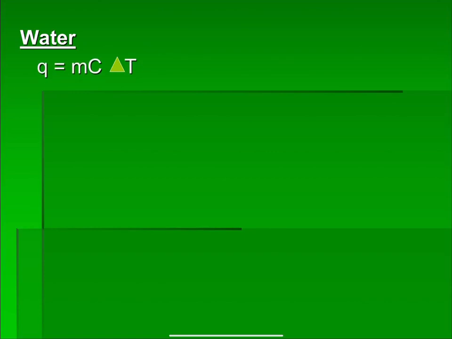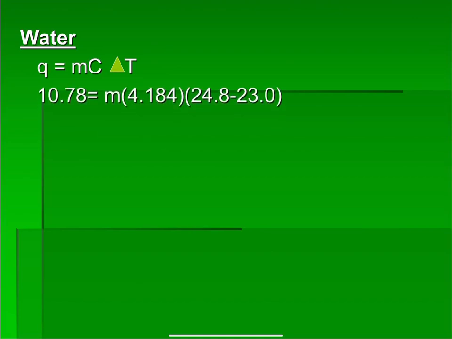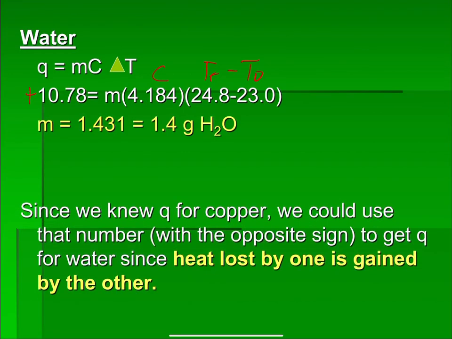So now we do Q equals mc delta T again, but now it's just for water. Everything we're going to punch in there is water, right? We know that the water gained this energy that the copper lost. We know it's final minus initial with its heat capacity, so we can solve for the mass, right? 1.4 grams of water is how much water was in that calorimeter, right? The heat lost by one is gained by the other. And so our Q's were opposite signs.